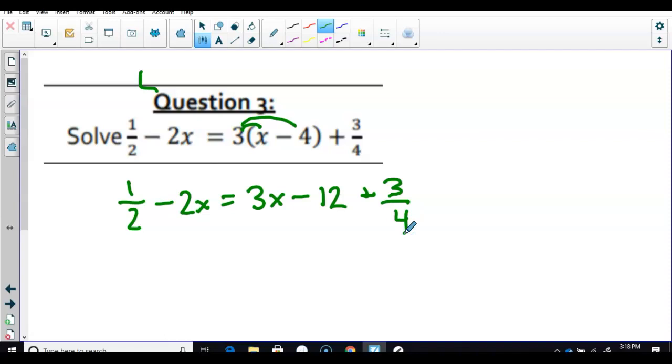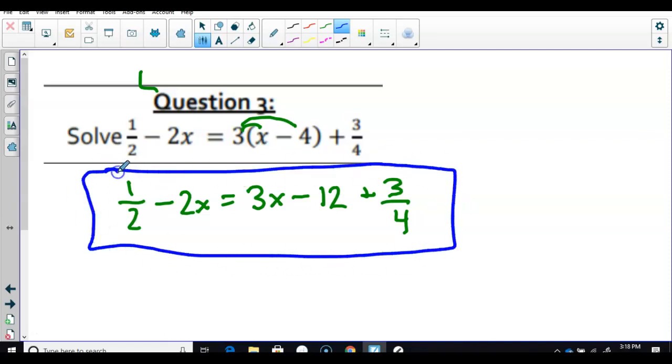Okay, now what I want to do is, because I have two fractions, right? Because I have two fractions, I want to just get rid of the fractions. And what I'm going to do is I'm going to multiply this whole equation, okay? I'm going to multiply this whole equation by the common denominator, the least common denominator of this 1/2 here and this 3/4.